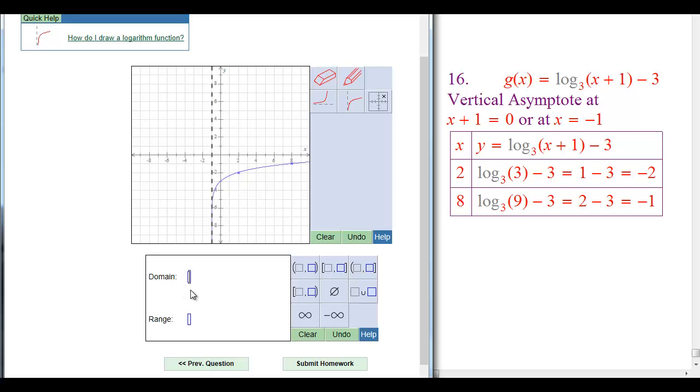Okay, what about domain? So if you look, there is no graph corresponding to values less than negative 1. Negative 1 is not included because that's your asymptote. So it's negative 1 to infinity, and the range is all the y coordinates. Even though you cannot see this, eventually it will go above. So the range is going to be negative infinity to infinity.